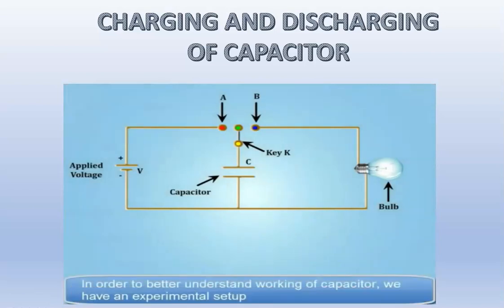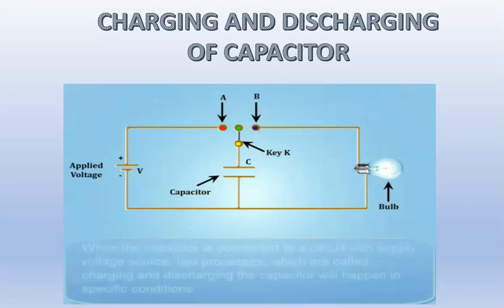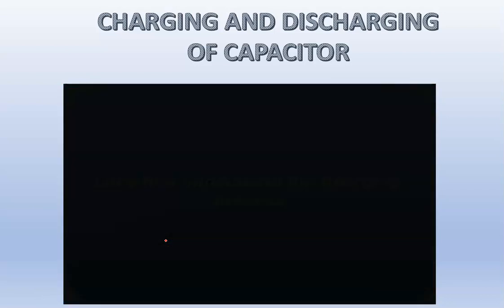In order to better understand the working of a capacitor, we have an experimental setup. In this experimental setup, we can see how the charging and discharging process will perform in the capacitor. When the capacitor is connected to a circuit with a supply voltage source, two processes, which are called charging and discharging of the capacitor, will happen in specific conditions.